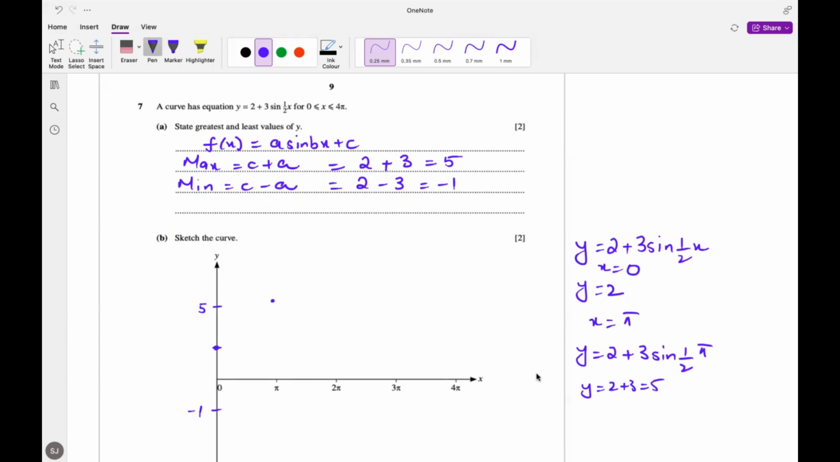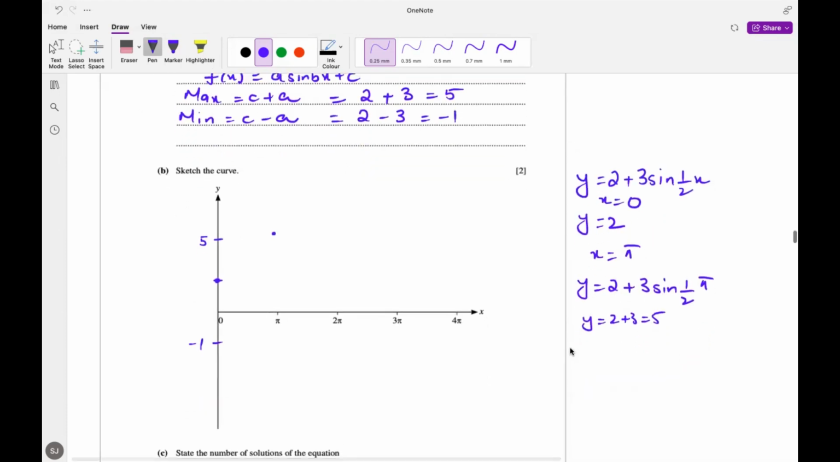Now substituting 2 pi in the same equation, this will become y equals 2 plus 3 sine 1 upon 2 into 2 pi. 2 and 2 will cancel out. Now sine of pi, if I substitute this in the calculator, is equal to 0. So 2 plus 0 will be 2. So this will be at the point 2.